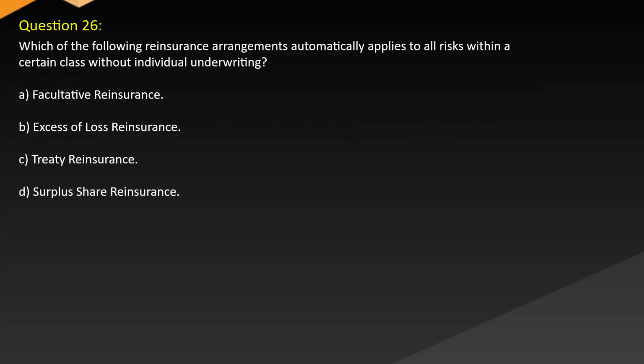Question 26. Which of the following reinsurance arrangements automatically applies to all risks within a certain class without individual underwriting? A. Facultative reinsurance. B. Excess of loss reinsurance. C. Treaty reinsurance. D. Surplus share reinsurance.